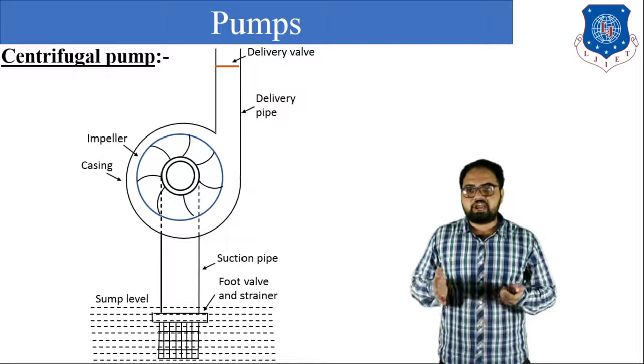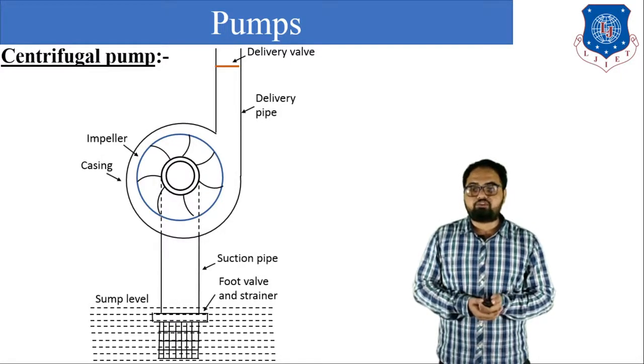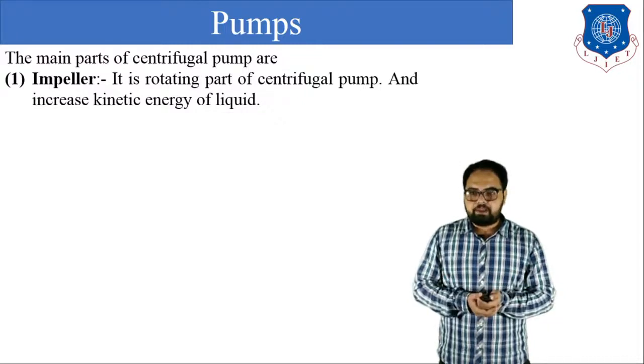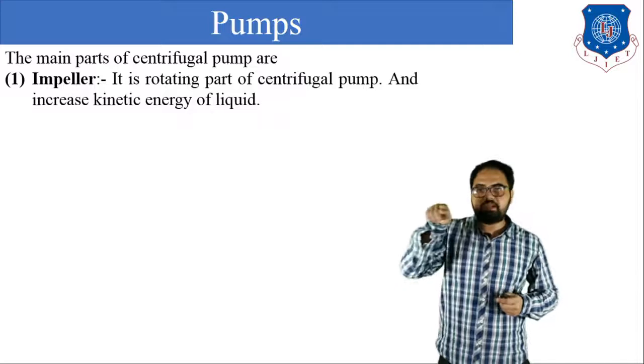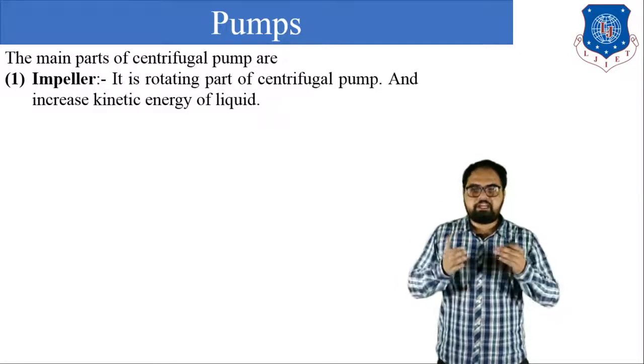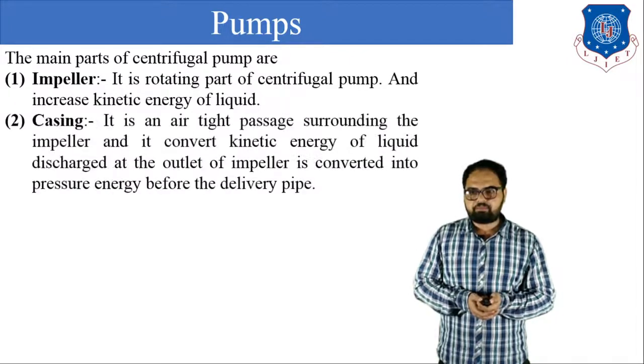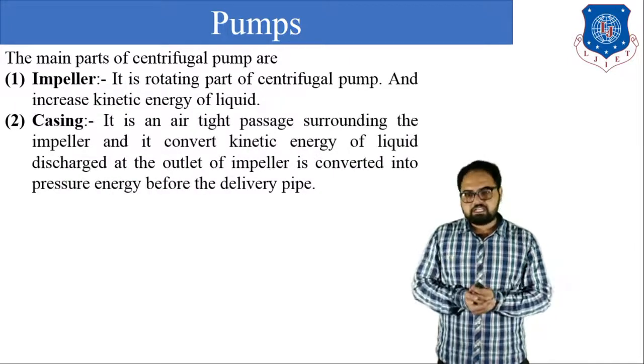Let's discuss each and every component or part of the centrifugal pump. The first part is the impeller. As we have discussed, the impeller is the rotating part of the centrifugal pump and it increases the kinetic energy of the liquid. The second one is casing.